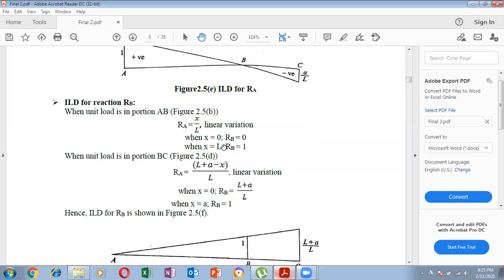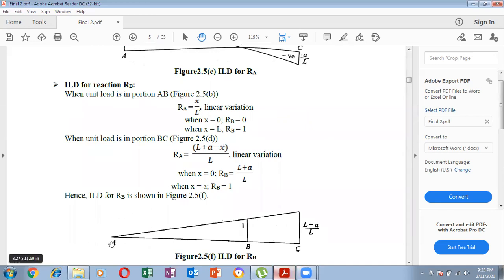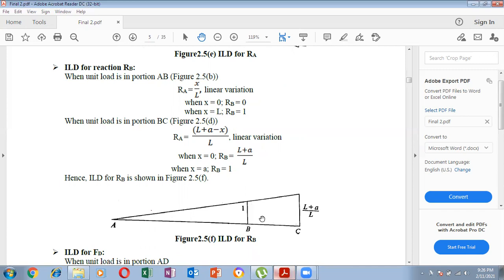Plotting these values, when X is equal to 0, RB is equal to 0. When X is equal to L, RB is 1, so we mark the ordinate as 1 at B. For the overhanging position, when X is equal to 0, RB is (L plus A) by L. When X is equal to A, RB is equal to 1. So it is a linear variation. This is the final influence line diagram for the reaction RB.